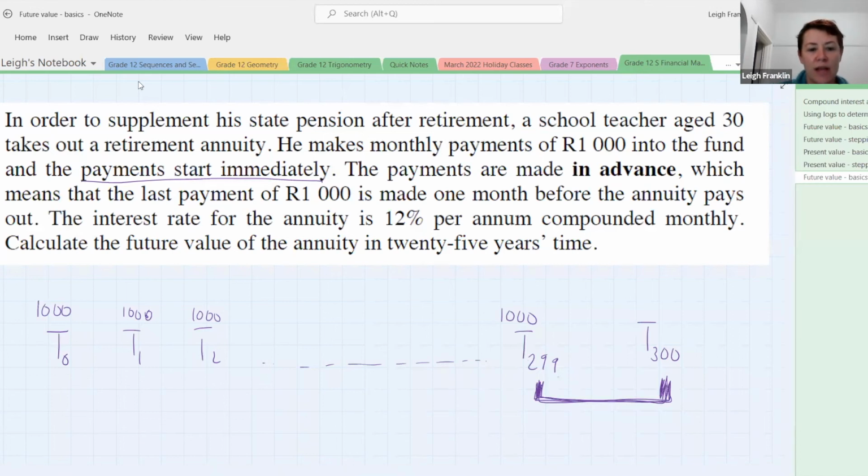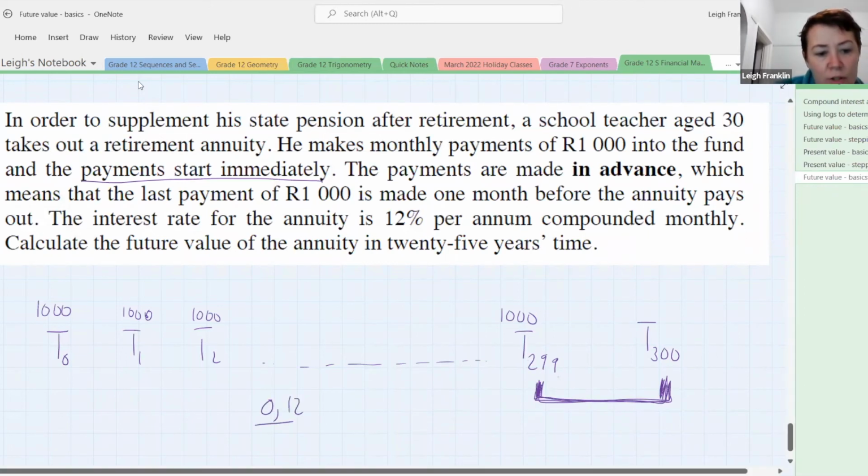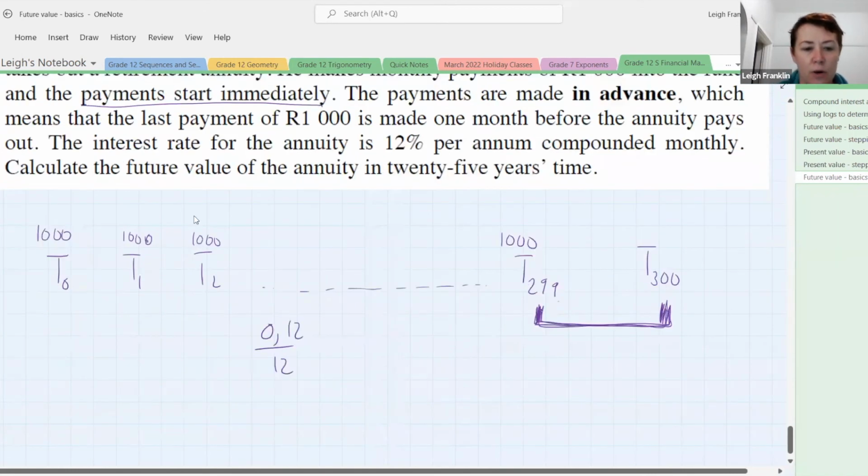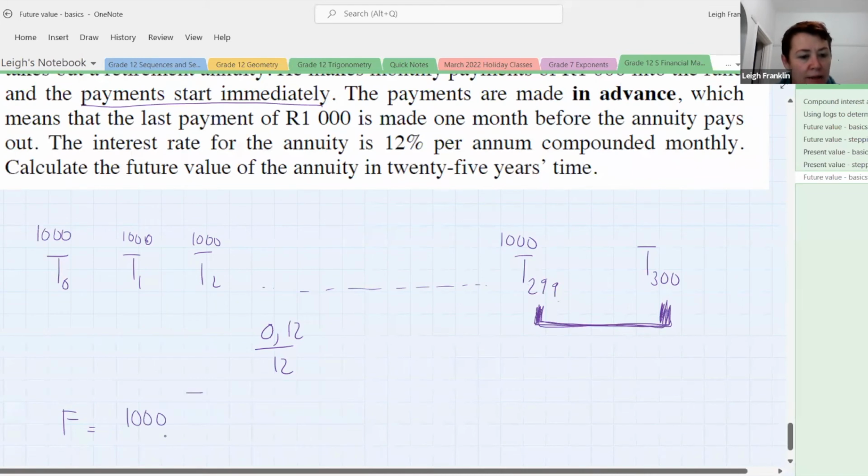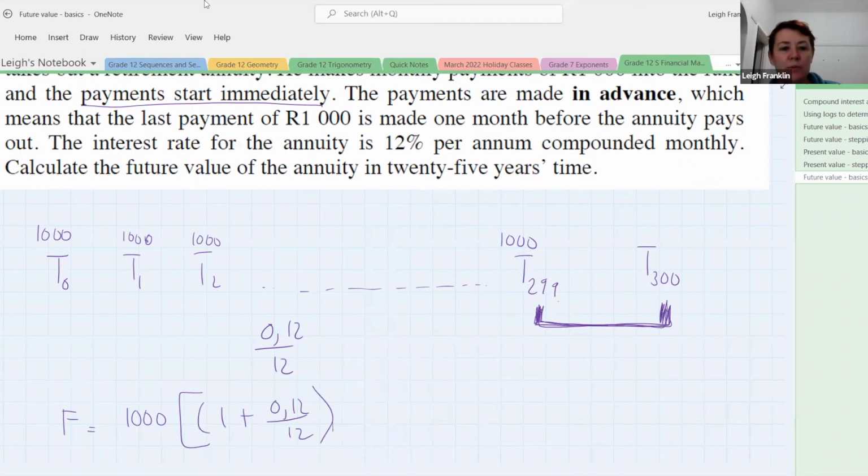Is everybody happy with the timeline? Our interest rate in this case is 0.12 divided by 12. Now let's go ahead and work out the future value of his annuity. He is paying in 1,000 Rand every single month, at 1 plus 0.12 over 12. Now here we've got to be super careful.